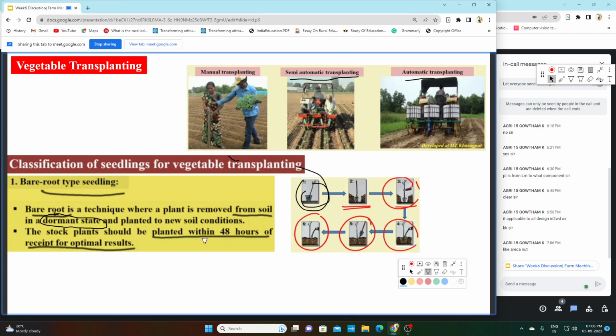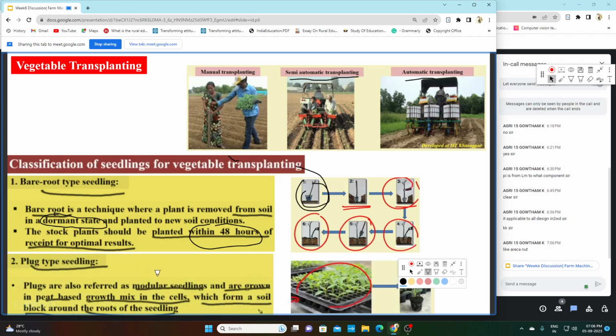The stock plant should be planted within 48 hours of receipt for optimal results. So when you are plucking the plant, you have to plant it again in the new soil condition within 48 hours of time. This is the criterion for this type of seedling.